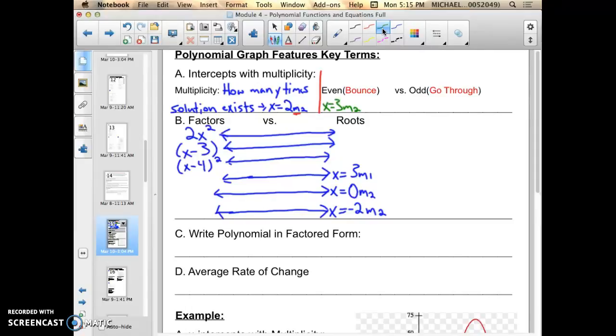Versus odd multiplicity, so x equals negative 4 multiplicity 1. At negative 4 on the x-axis, it would go through the x-axis. It wouldn't bounce off, it would go through. That's something to keep in mind when you're actually looking at a graph. You should be able to say, oh, the graph goes through the x-axis at x equals negative 4, so I know its multiplicity has to be 1.